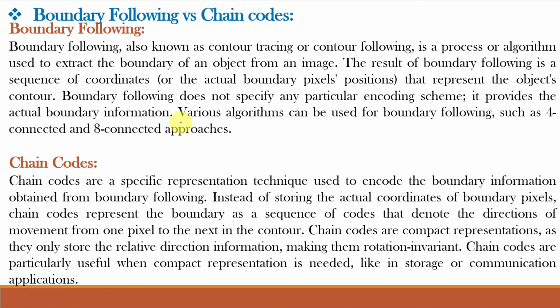So boundary following is the previous step of chain code, and chain code, instead of storing actual coordinates of boundary pixels, will represent the boundary as a sequence of codes that denote the directions of movement. So obviously the chain codes are compact in representation. Why? Because they only store the relative direction information, making them rotation invariant. So these chain codes are particularly useful when compact representation is needed, like in storage or communication applications.